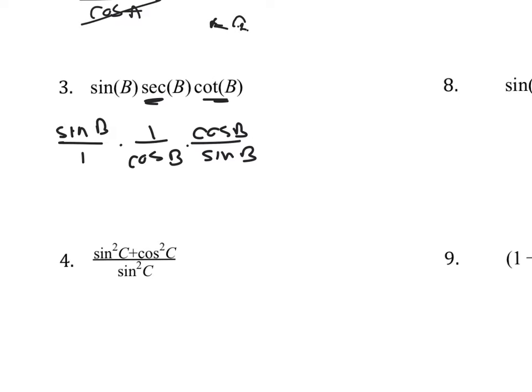Well, this looks pretty good because I've got a cosine to cancel, and a sine to cancel. I can do all this cancellation because these things are all multiplied together, so I can be pretty greedy about my cancellations. And that just means that when everything cancels like this, you get 1, not 0, 1.